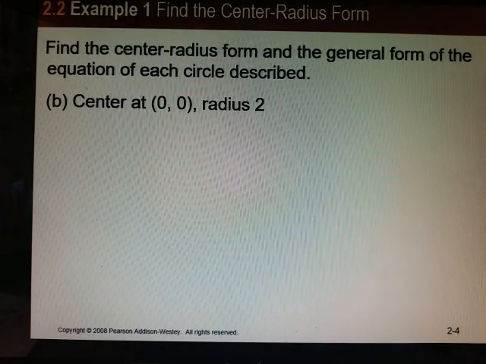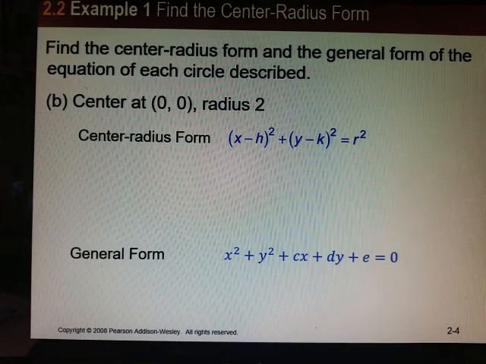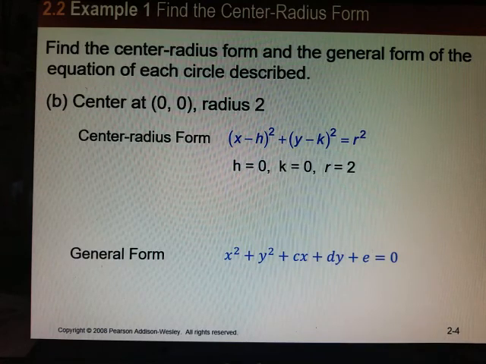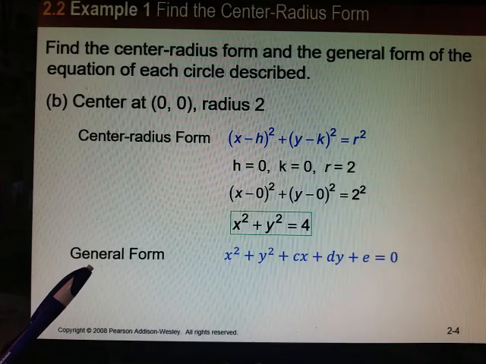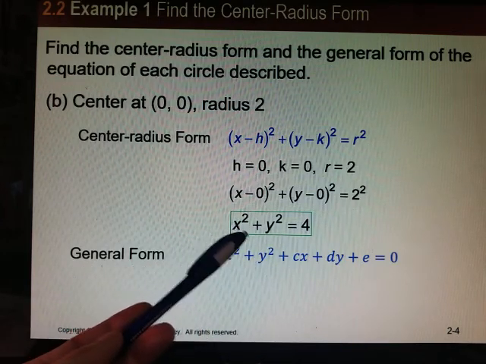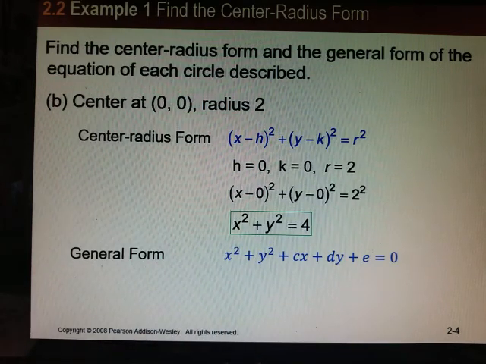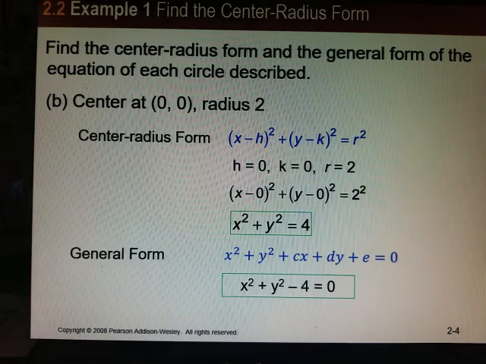All right, so if my center was 0, 0 with a radius of 2, well, again, my h and k are each 0, so x minus 0 would still be x, and that would give me just x squared then. And y minus 0 would be just y, so therefore y squared equals the radius squared. Now to put that in general form, again, I don't have anything to expand out, so I just have to move this 4 over, make it equal to 0, and that would be my general form.